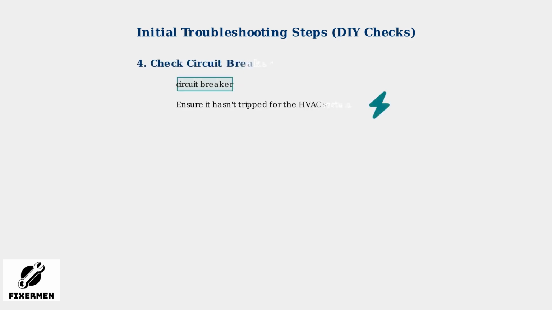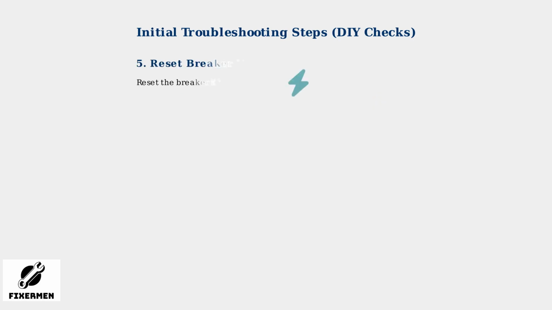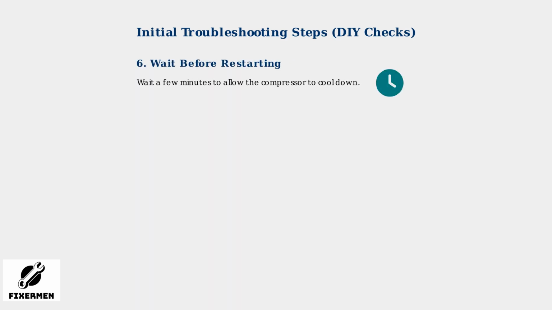Check the circuit breaker for the HVAC system to ensure it hasn't tripped, which could cause power issues. If the breaker has tripped, reset it to restore power to the system. Finally, wait a few minutes before restarting the system to allow the compressor to cool down and prevent immediate lockout.